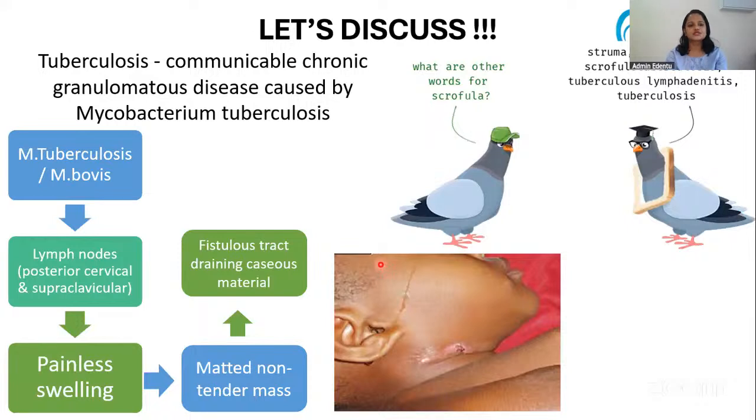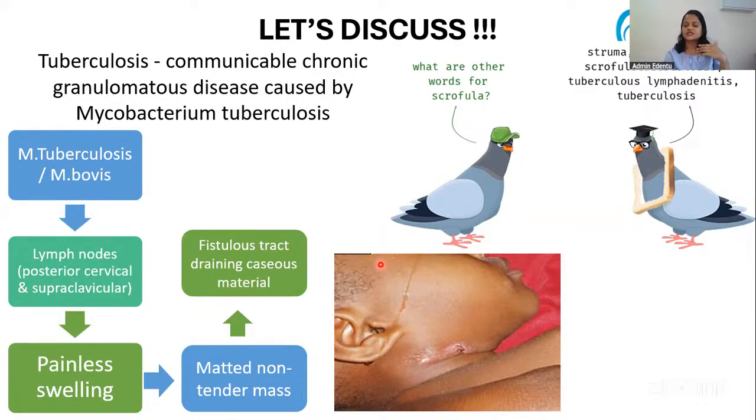Okay, so tuberculosis is a communicable chronic granulomatous disease which is caused by the bacteria Mycobacterium tuberculosis. Because there are many subspecies in Mycobacterium, there is Mycobacterium tuberculosis, Mycobacterium bovis, and then atypical Mycobacteria also. Usually it will cause pulmonary infection. These Mycobacteria directly go to the lungs and produce the pulmonary infection.